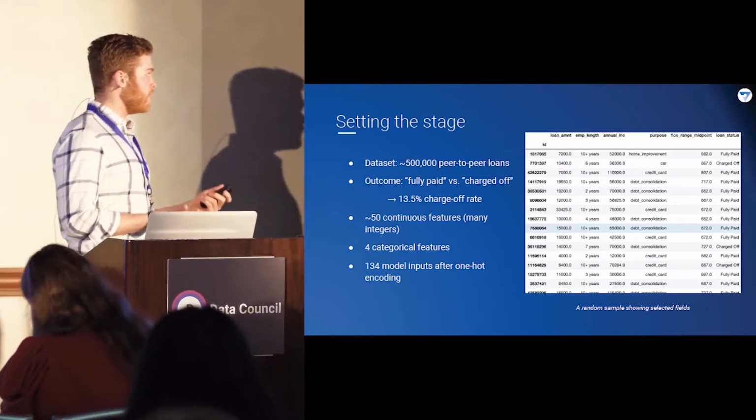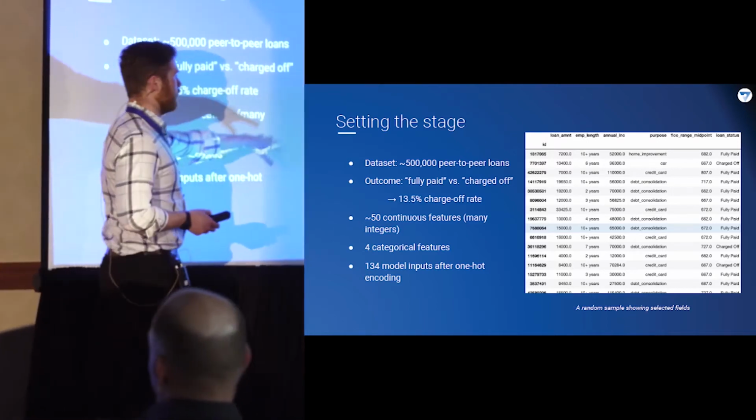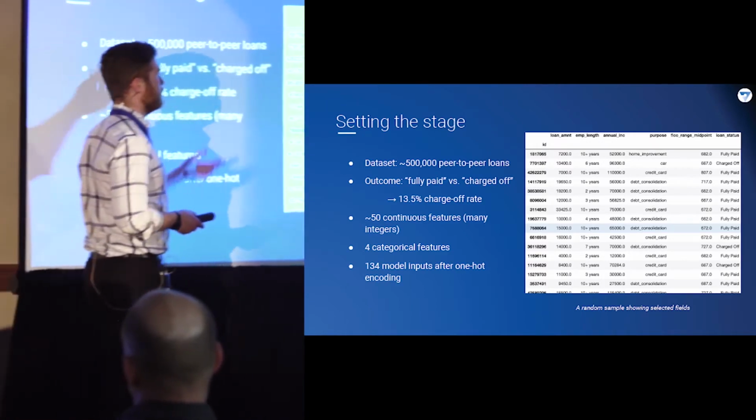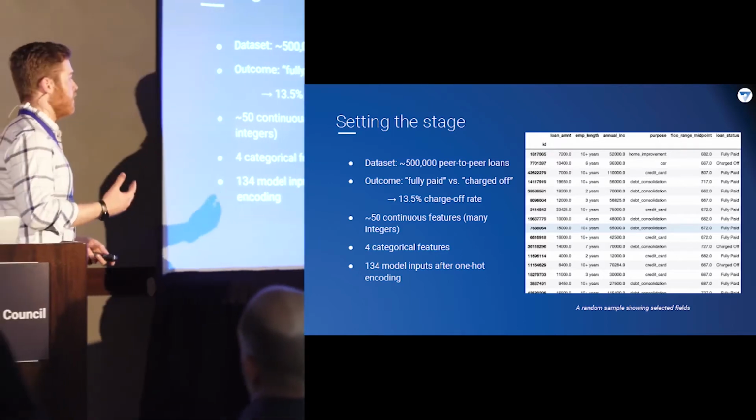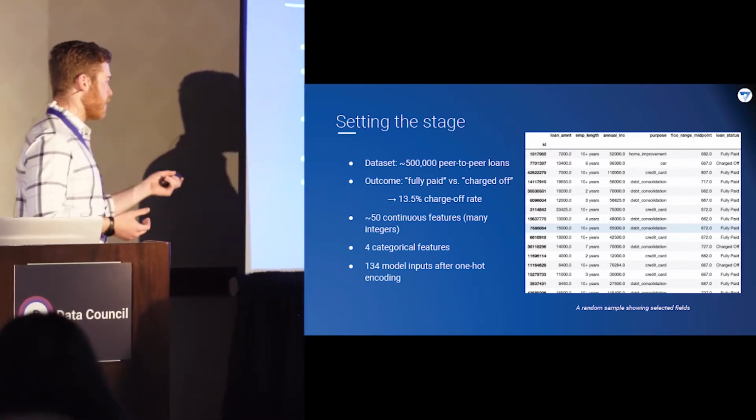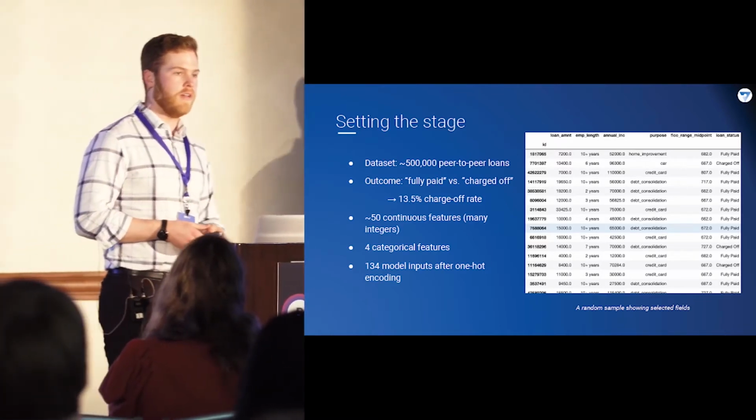We have about 50 continuous variables. Many might be integers or not so continuous. Here are some examples of selected ones. You have the amount of the loan, the employment length of the person, their annual income. If you can't read some of the small text, don't worry. The important stuff is more on the left. We have some categorical features. If we one-hot encode those, we get over 100 model inputs.